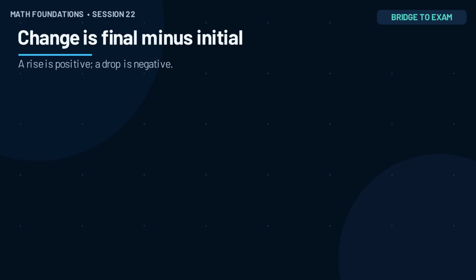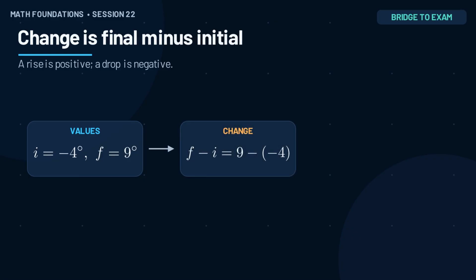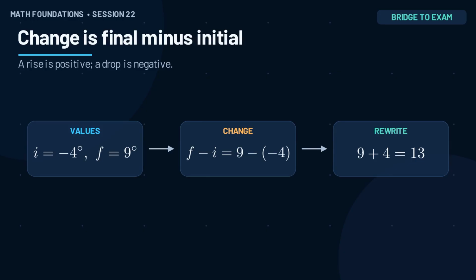A rise is positive and a drop is negative. Final value equals initial value plus change. Signed change equals final minus initial. From -4 degrees to +9 degrees, calculate 9 minus -4. Rewrite as 9 plus 4 to get +13 degrees.